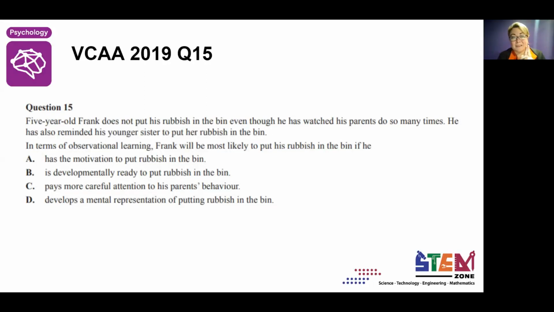Because he's observed his parents, he's retained it, he knows how to do it, he's physically able to do it. Is developmentally ready to put rubbish in the bin? Well, we already know that he is. Pays more careful attention to his parents' behaviour. Well, he's already paid attention. He watches his parents do it all the time. Develops a mental representation of putting rubbish in the bin. Well, he already has done that because he's reminded his sister. So again, the answer is A.